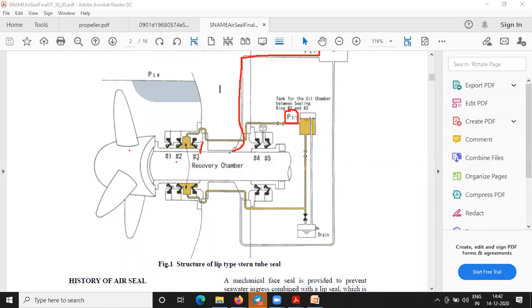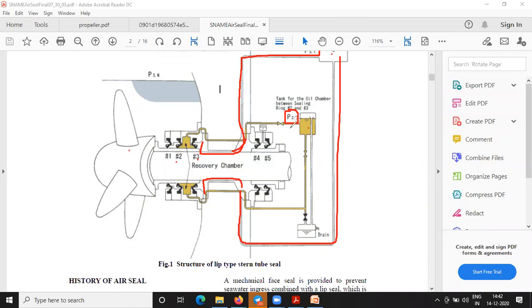This is for the lubrication of the stern tube as well as for the cooling of the stern tube. Okay, stern tube in the sense stern tube bearing, tail shaft. Now this oil is having a separate loop. This oil and this oil are both in different loops.